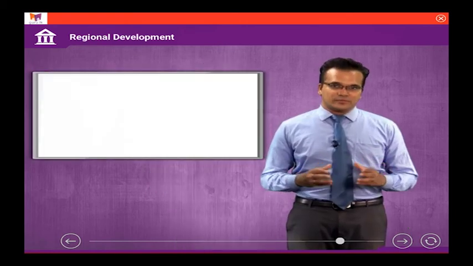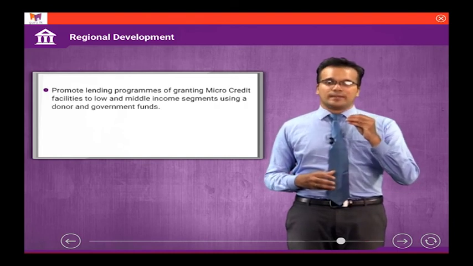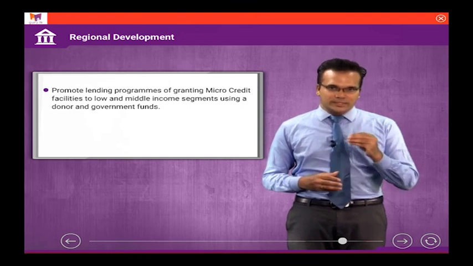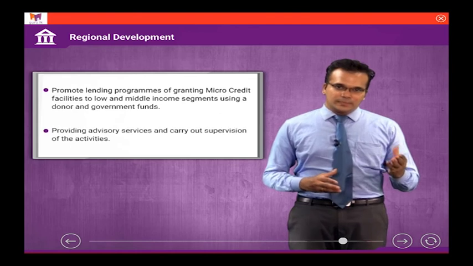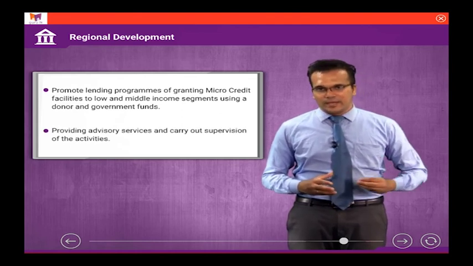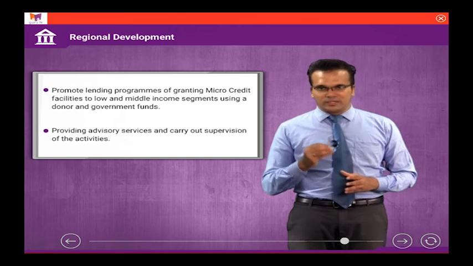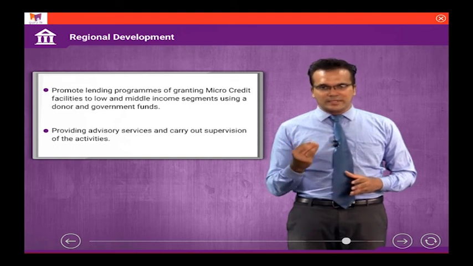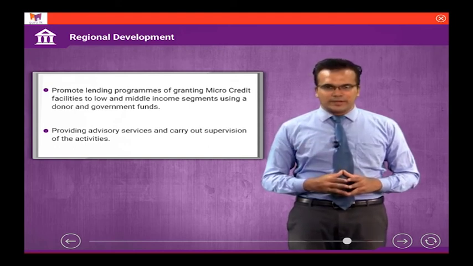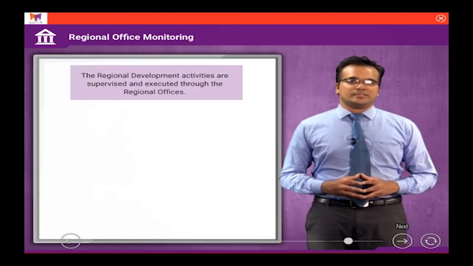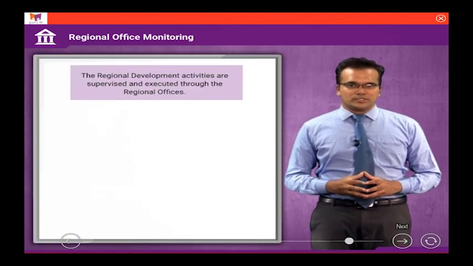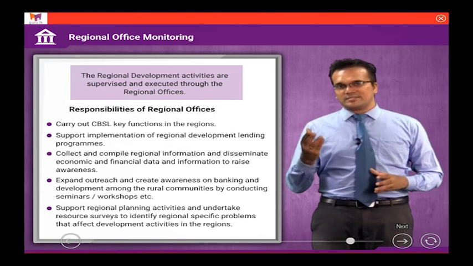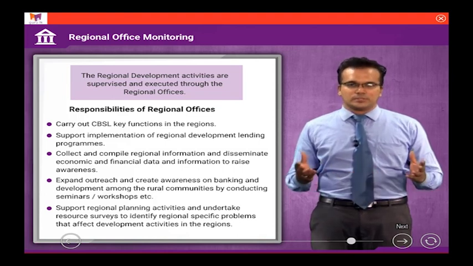The primary objectives of this division are to promote lending programs of granting microcredit facilities to low and middle income segments using donor and government funds. Further, providing advisory services and carrying out supervision of the activities is also part of the objectives. The funds are allocated to the identified economic segments through participating financial institutes in the programs. The regional development activities are supervised and executed through the regional offices. These offices are directly supervised by the central bank. Now you can see some of the responsibilities of regional offices.